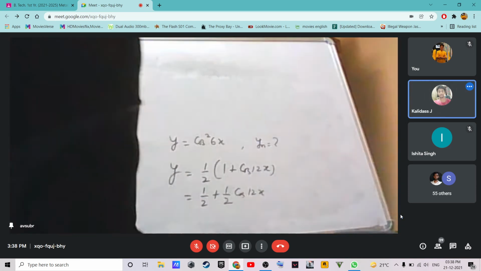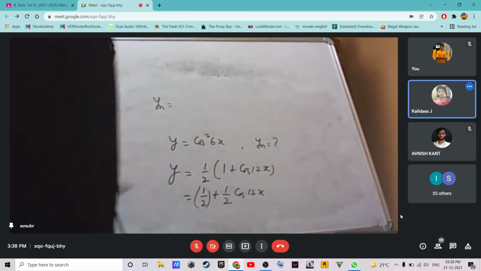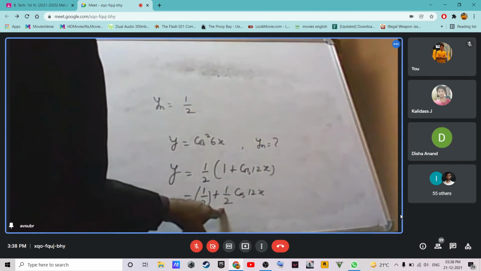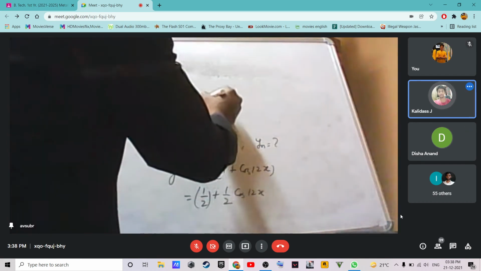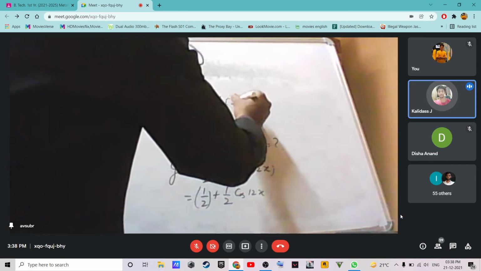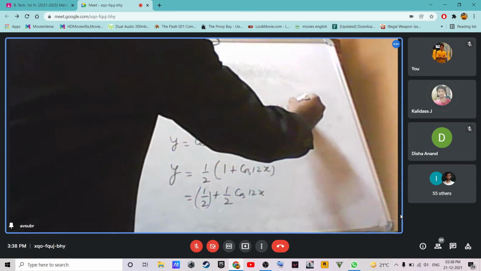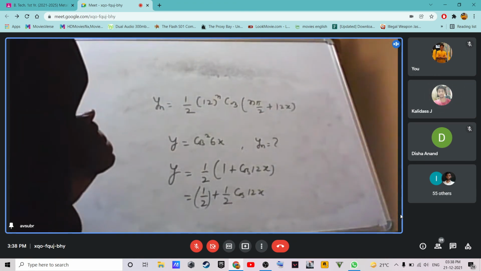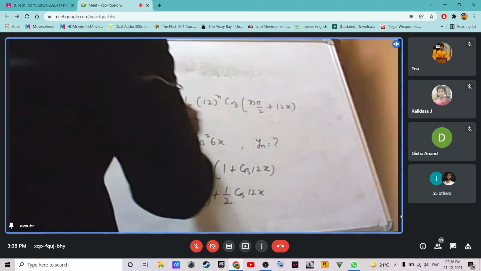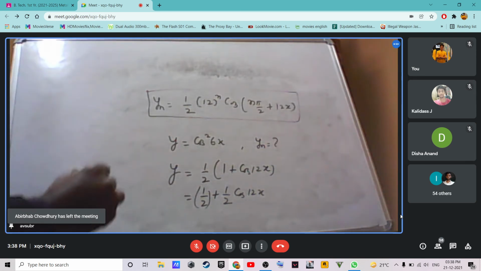Yes sir. Then what will be the nth derivative? 1 by 2 is also there. So it is 1 by 2 into 12 to the power n, cos(n pi by 2 plus 12x). Yes sir. Okay, so this is our nth derivative.